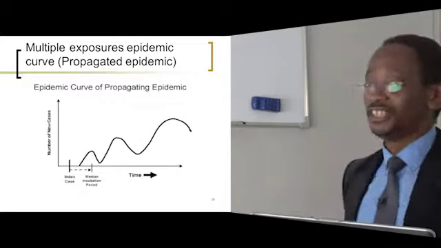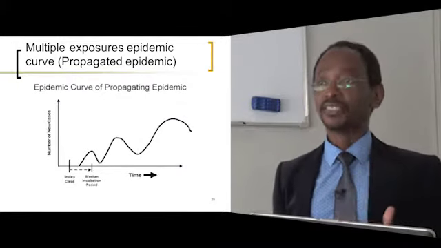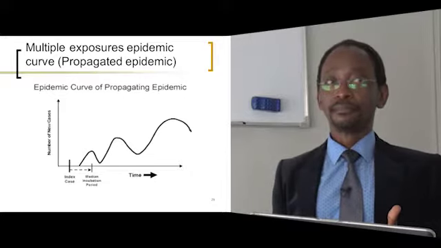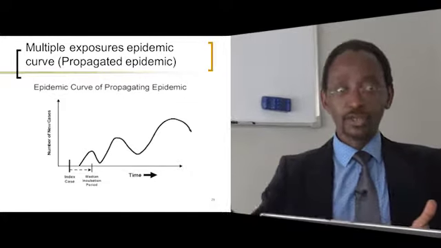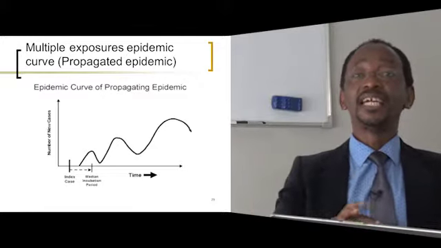Now, the other type of epidemic curve is the multiple exposure epidemic, or the propagated epidemic. Here, in such epidemics, we don't have a single point source, but we have several point sources. So the outbreak keeps getting propagated, you know? It's in such outbreaks that it's difficult to control, because not only are there several point sources, but the point sources might be different.